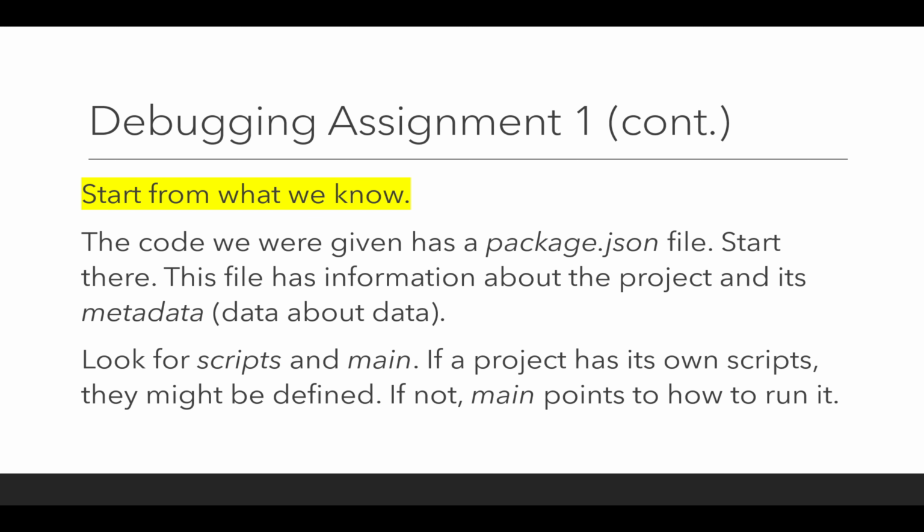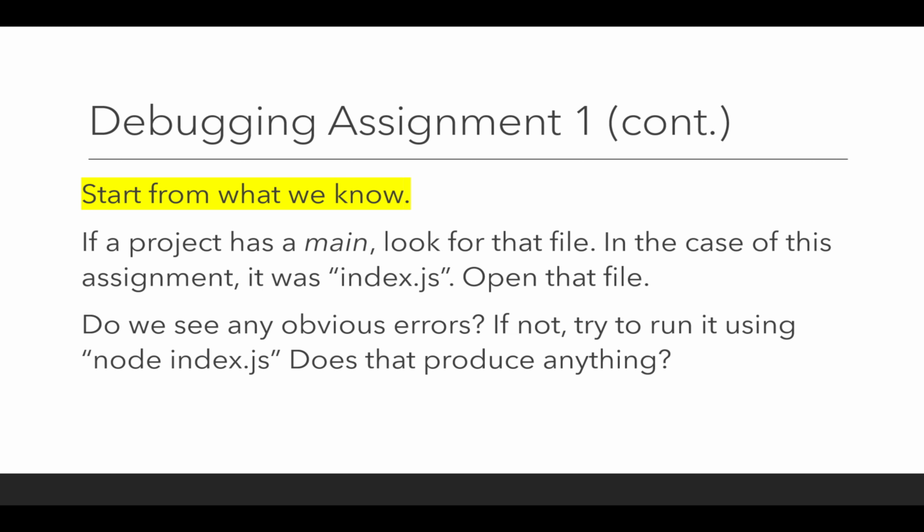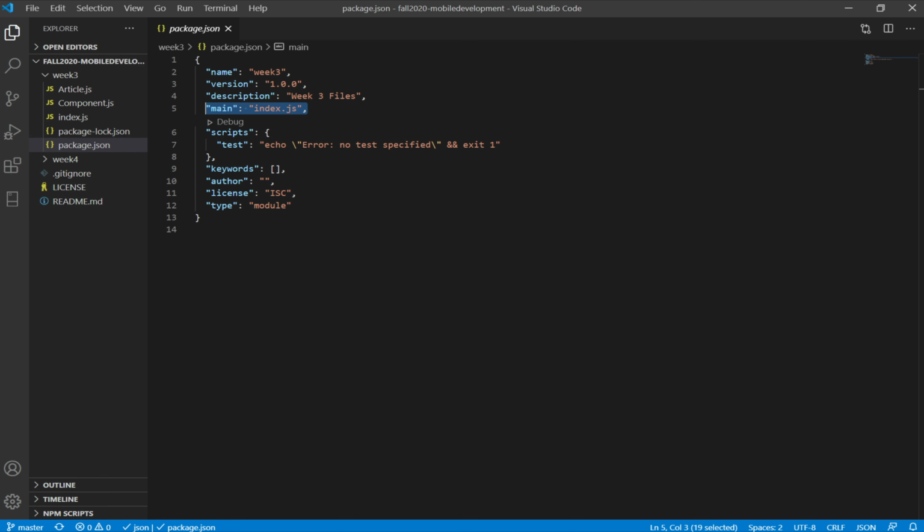Package.json, look for scripts, look for main. If scripts doesn't help us, look for main. If a project has a main, this will be the entry point. So in the case of this assignment, it was index.js. So what does that tell us? Let's open that file. So, moving back to Visual Studio Code.